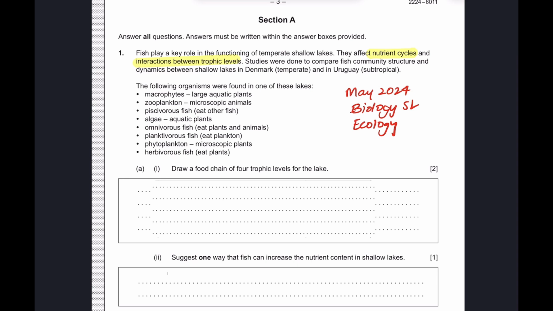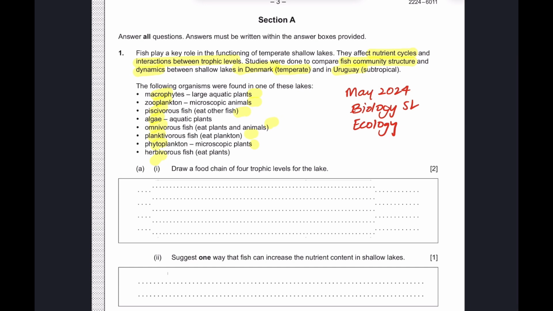So the studies were done to compare fish community structure and the dynamics between the temperate and subtropical lakes, in Uruguay and Denmark. Now, different organisms are given, and the information about the organisms is also given here. Now draw a food chain of 4 trophic levels for the lake.